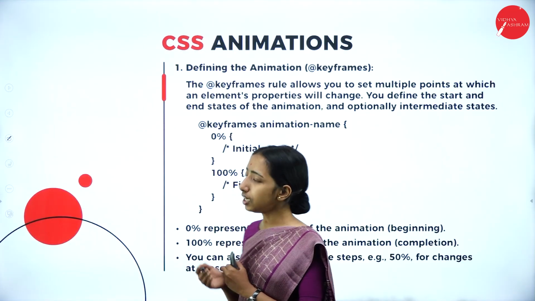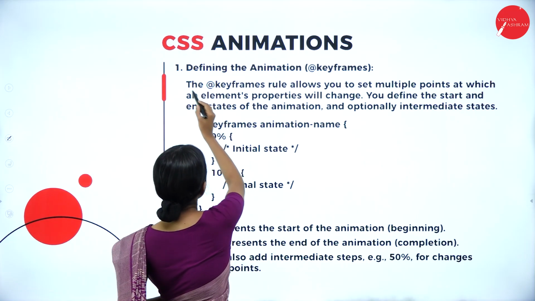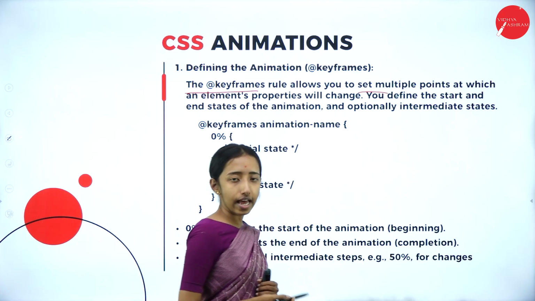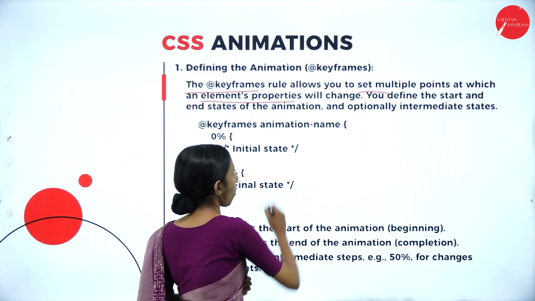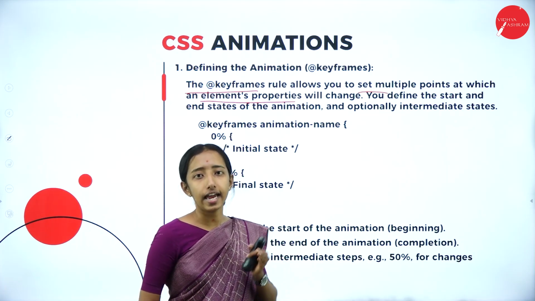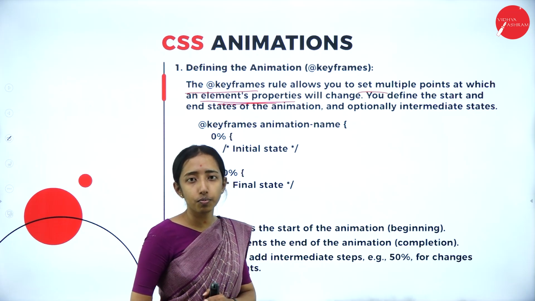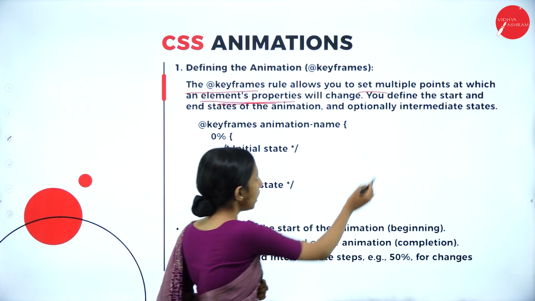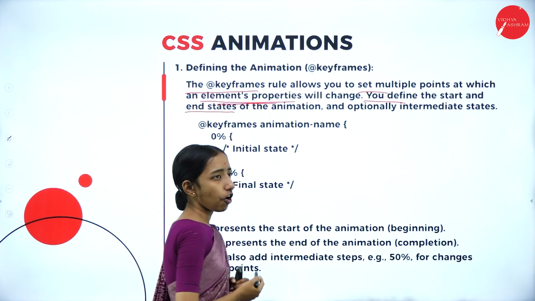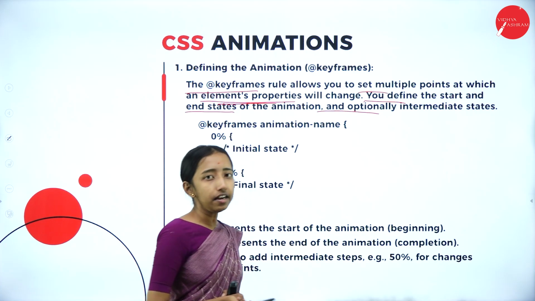Here you will be learning how we can define keyframes. The @keyframes rule allows you to set multiple points at which the element's property will change. There is an initial state and an end state where the element's animation property gets changed. Here we will be defining the start and end state of the animation and the optional intermediate states.